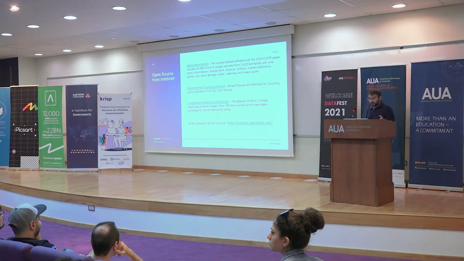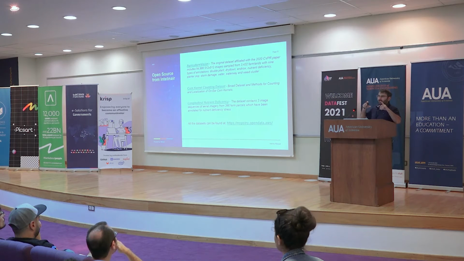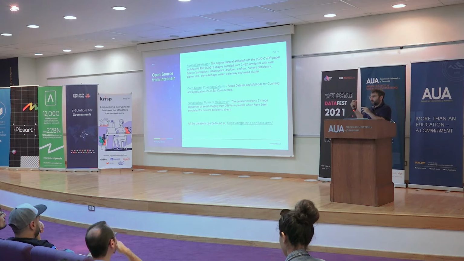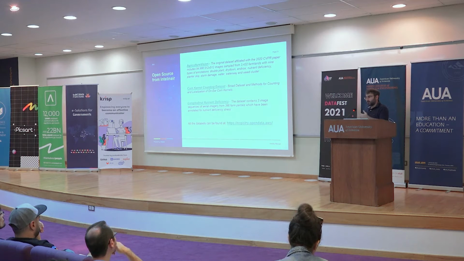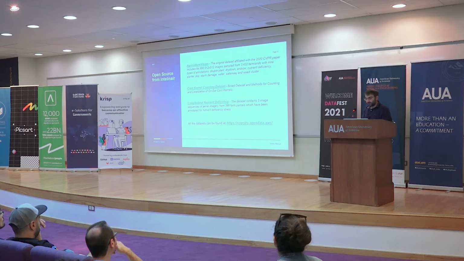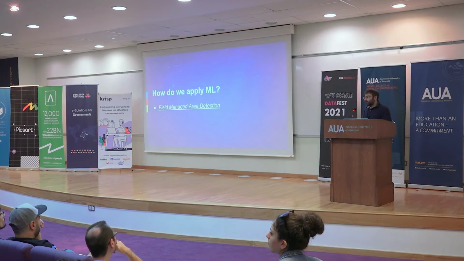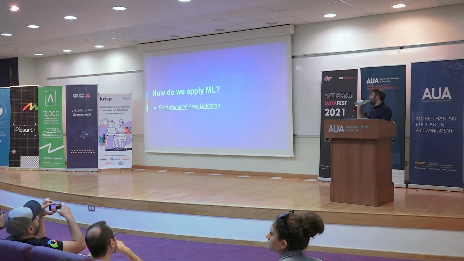We also have 2 other datasets which are much smaller, a corn kernel counting dataset. It's when you take a picture of the corn, and you have the number of kernels on the corn. We are using it for the yield estimation process, and we also have the nutrient efficiency dataset. All of them are open source. You can go and play with them if you want. Now let's move to the machine learning part.